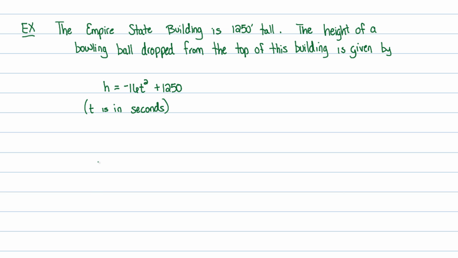Now, as an application, just a fun little thing, I just looked this up. The Empire State Building is about 1,250 feet tall. The height of a bowling ball dropped from the top of the building is given by this equation: h is equal to -16t squared plus 1250.